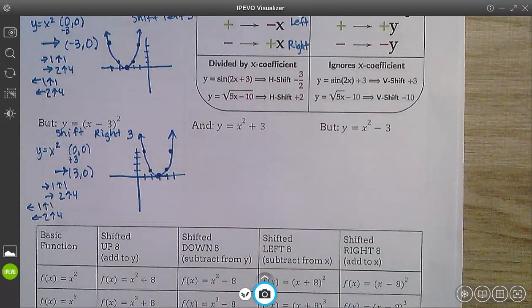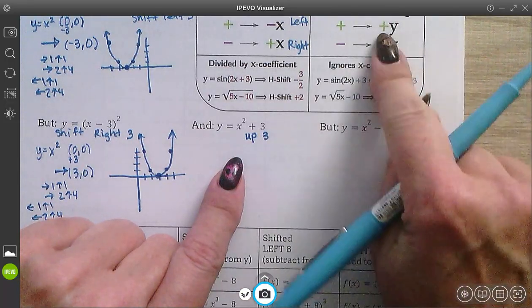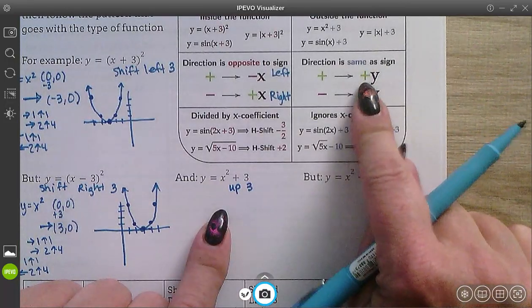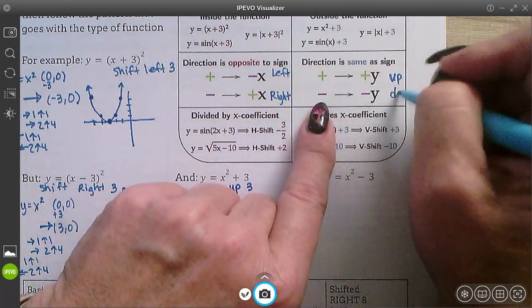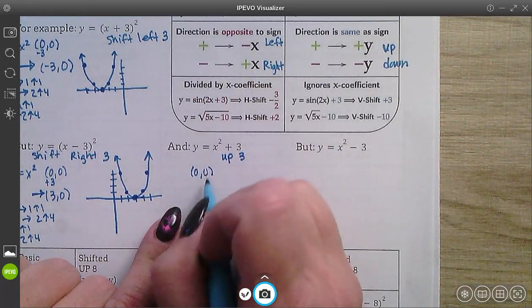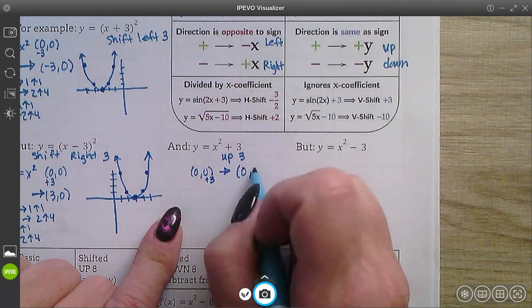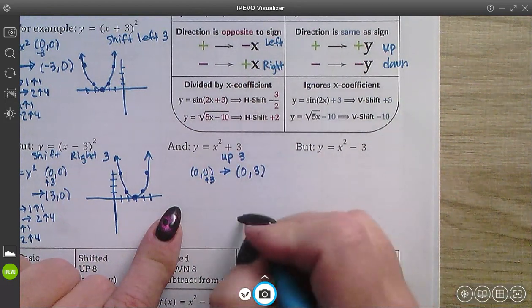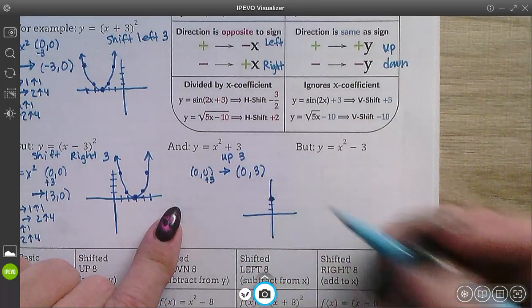Y equals x squared plus 3 shifts the graph up 3. When I shift up 3, I'm going to add to my y's. When I shift down, I'm going to subtract from my y's. So my normal start point is 0, 0. I'm going to add 3 to my y, so my new start point will be 0, 3. 1, 2, 3. Put a dot there.